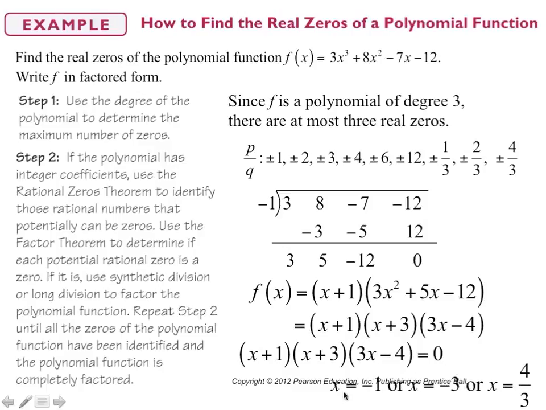So if we want the actual solutions, what we would do is set each of these equal to 0. So we'd get x equals -1 from this one, which we already knew, x equals -3 from this one, and x equals 4/3 from this one. And you'll also notice that they are all in our list, as they should be if they're rational zeros.